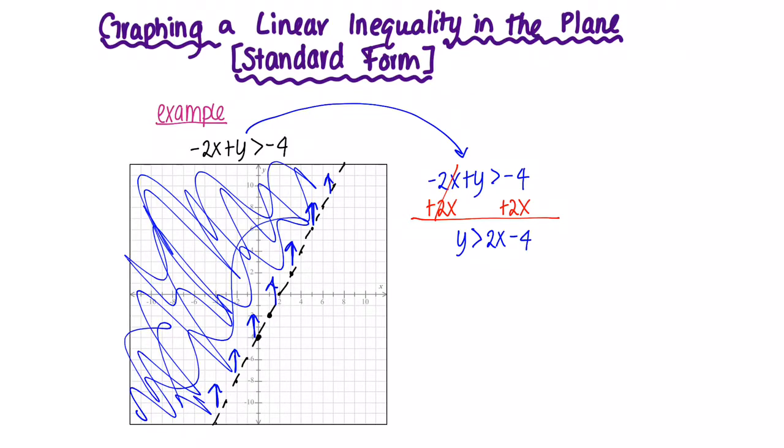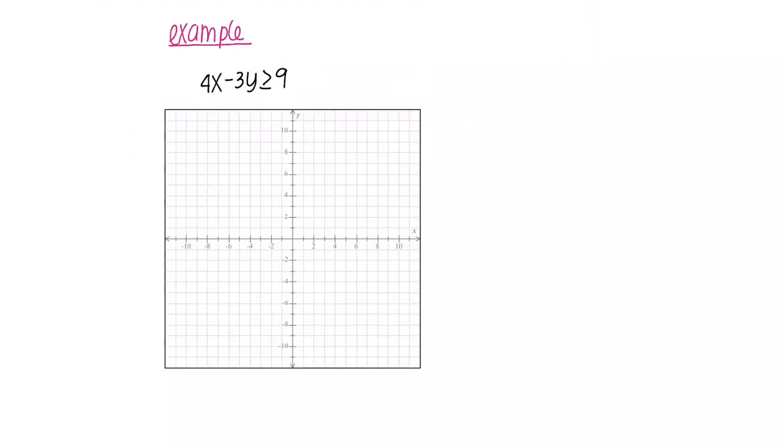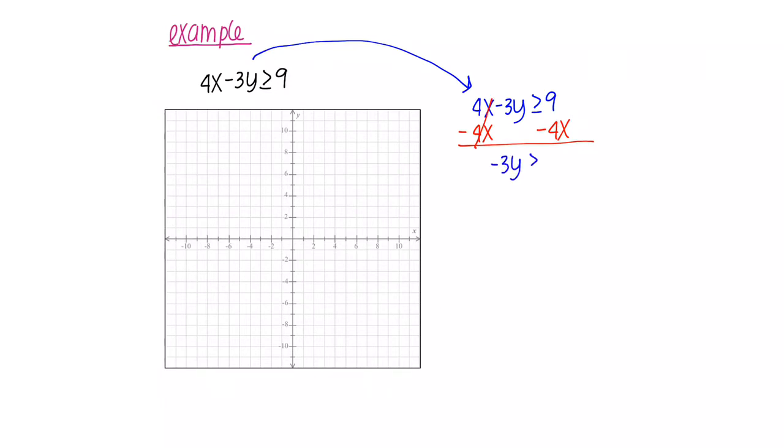Let's jump into another. This one is also in standard form, so we have to get y by itself. Let me rewrite it: 4x minus 3y greater than or equal to 9. I'm going to start by moving the 4x over, so I'm going to subtract 4x on both sides. That cancels these. I have negative 3y greater than or equal to negative 4x plus 9.